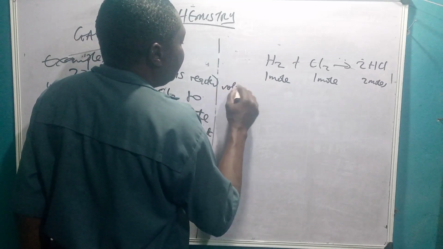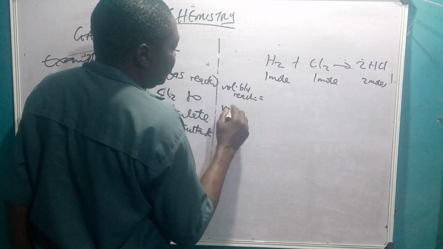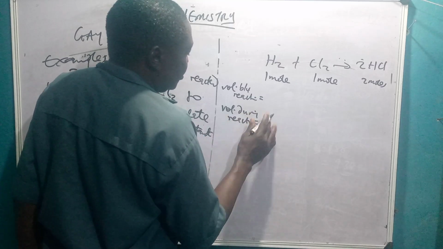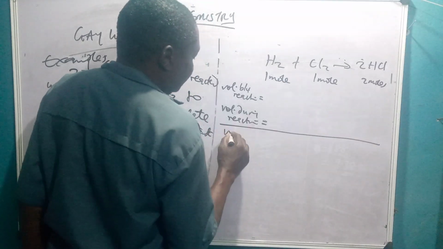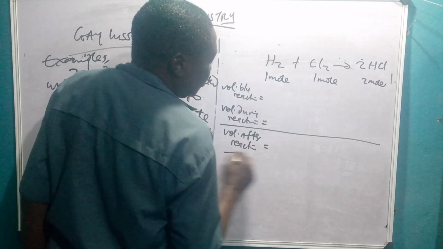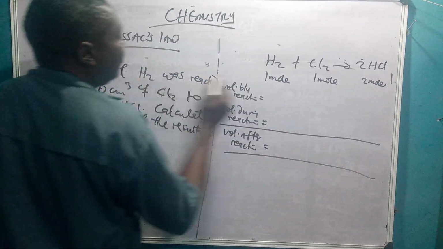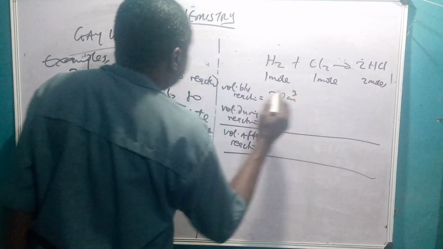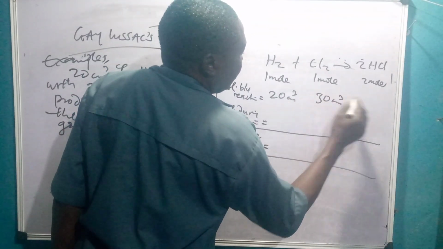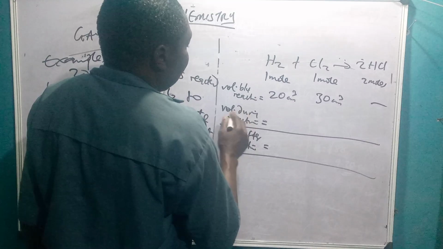You say volume before reaction, volume during reaction. Underline it. Volume after reaction. So these steps will just help you to solve it easily. Remember, he said 20 cm cube of hydrogen was reacted with 30 cm cube of chlorine. At that time, there was nothing like product. So he said volume during reaction.